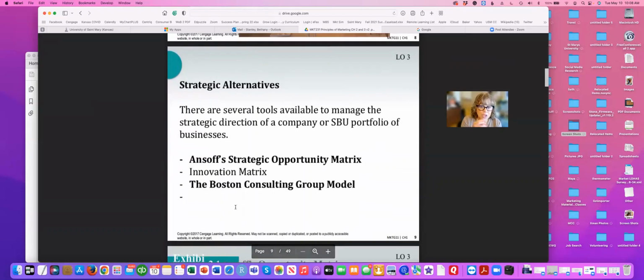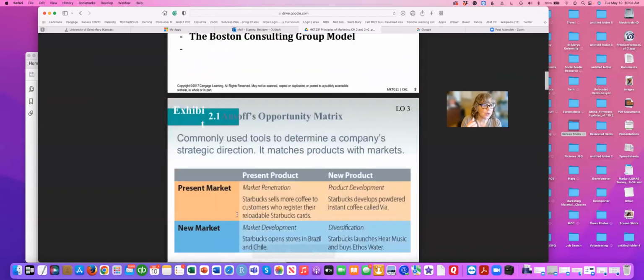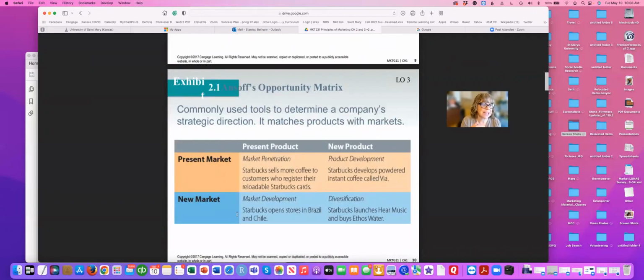So how do we figure out what our strategy is? There's several tools available, and they can help direct a company's portfolio and understanding where they should go. Three we're going to look at. The first one is Passlock. Basically, what we're trying to do is we're saying, here's our present products, here are the new products, here's the present market, here's the new market. Now let's see what our advantages are and our disadvantages are.